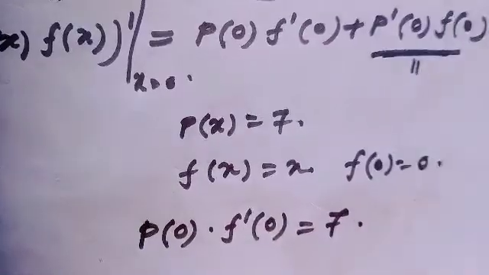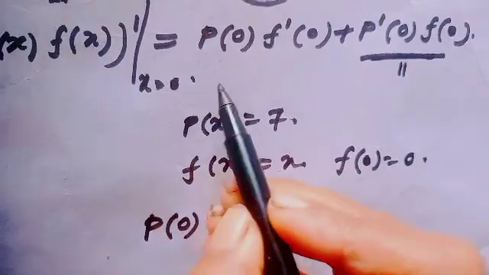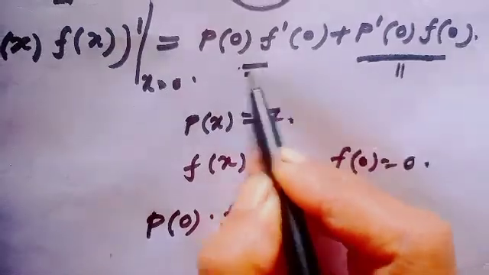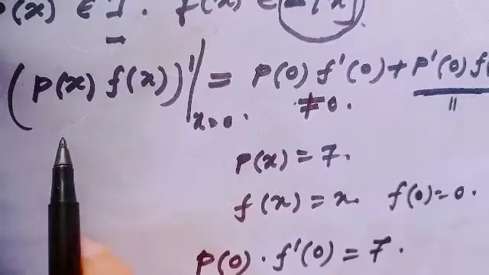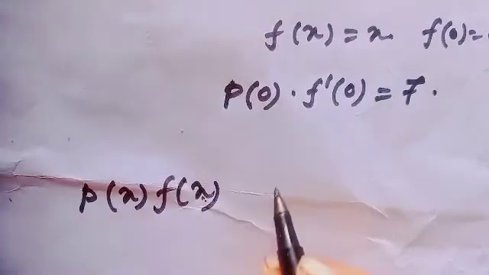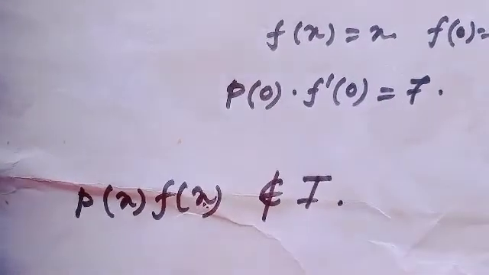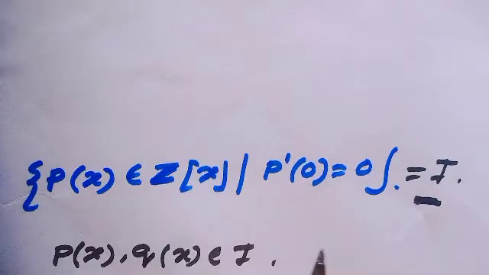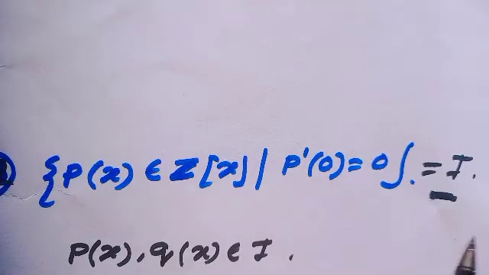Are you getting the condition? That means this is always not equal to 0. For such a polynomial, P(x) times f(x) does not belong to this I. Therefore, we have got a contradiction. I does not always be an ideal. Are you getting? This is very important for any competitive exam.